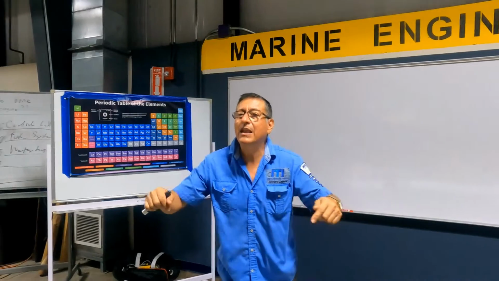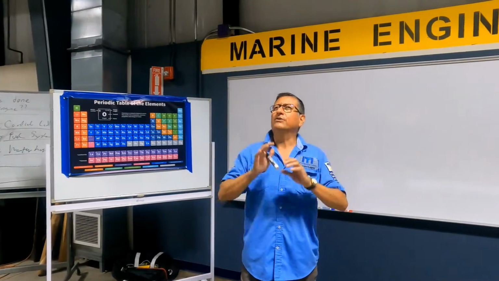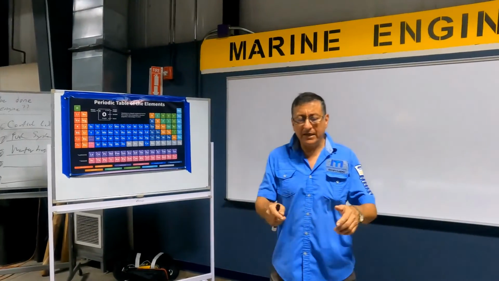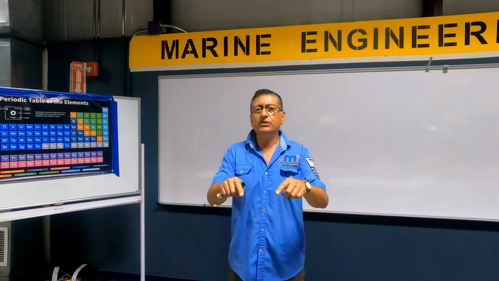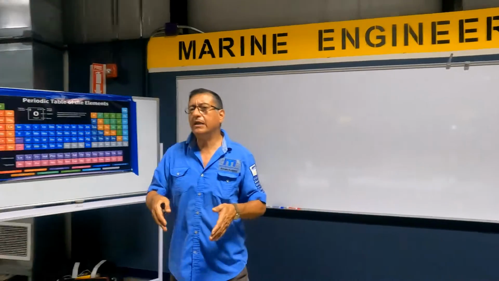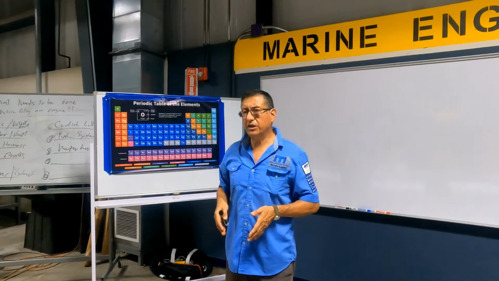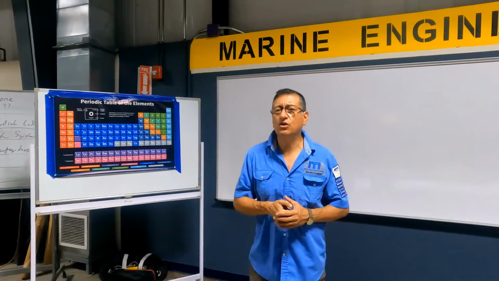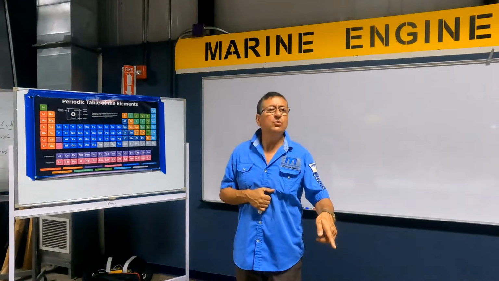How is the last orbit saturated? I have a question. What do you think? Suppose that I have a metal with 2 or 3 electrons in the last orbit, and I have another metal with 4 electrons in the last orbit, or 5. Which one will be the better conductor of electricity? The element with 2 or 3.